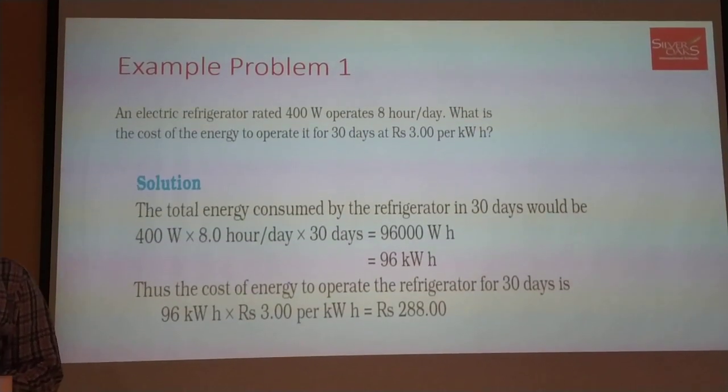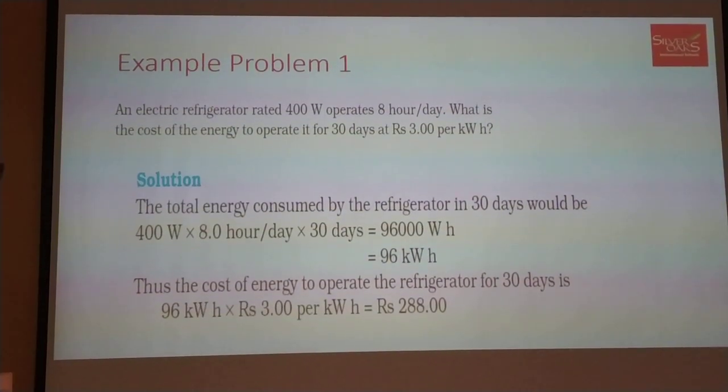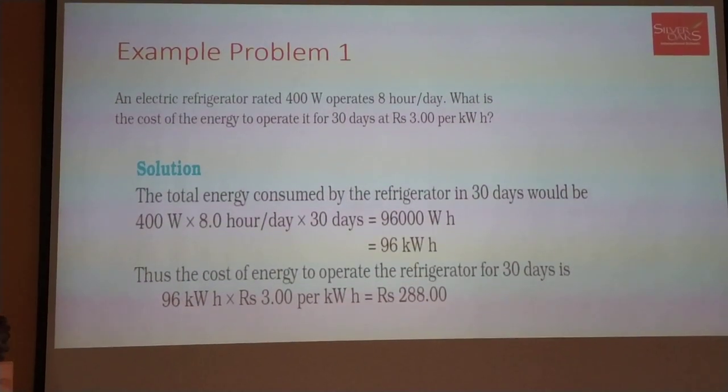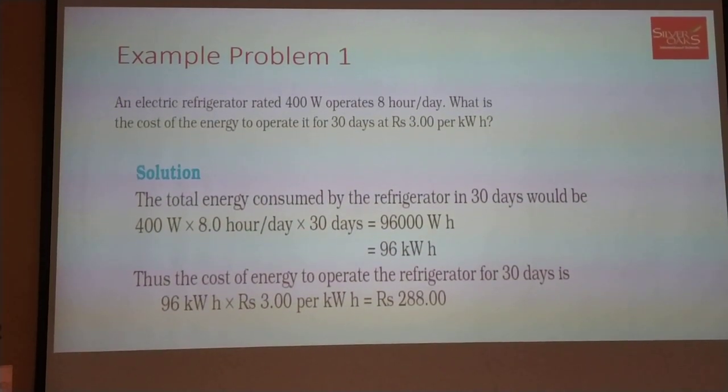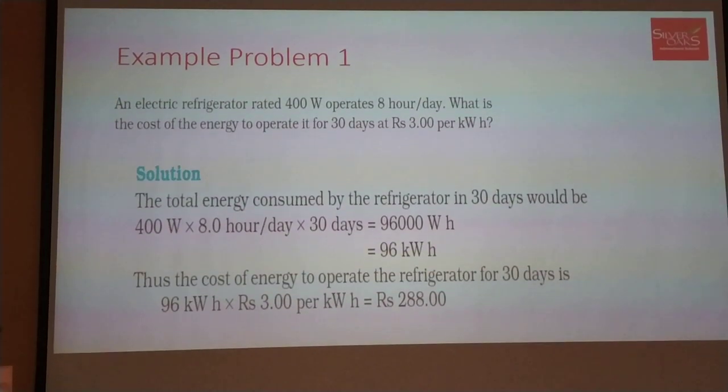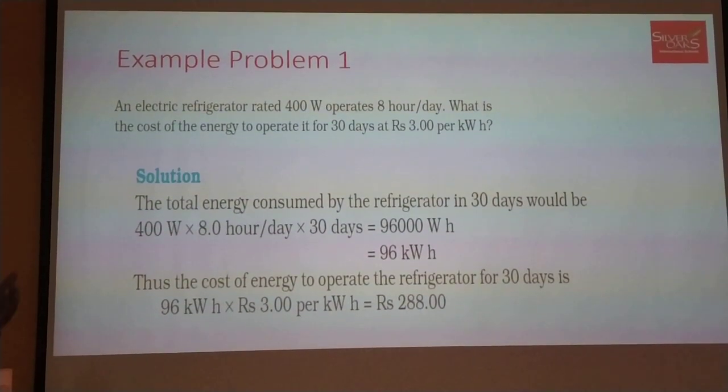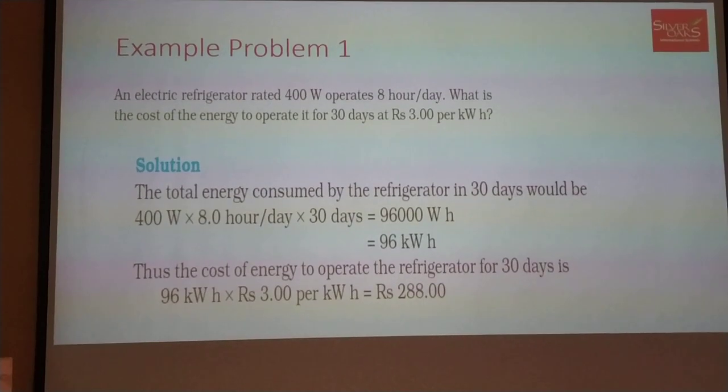Next we will see one more problem. You must be familiar with the refrigerator. An electric refrigerator rated 400 watt operates 8 hours per day. What is the cost of the energy to operate it for 30 days, where the cost of the energy consumption is 3 rupees per kilowatt hour, or 3 rupees per unit?